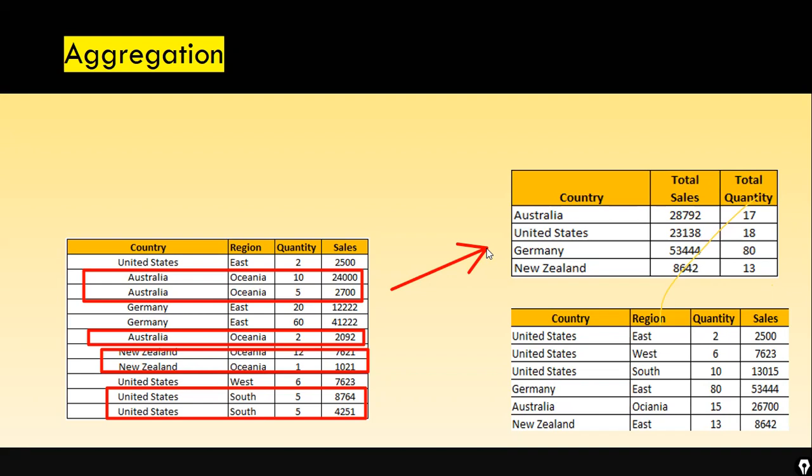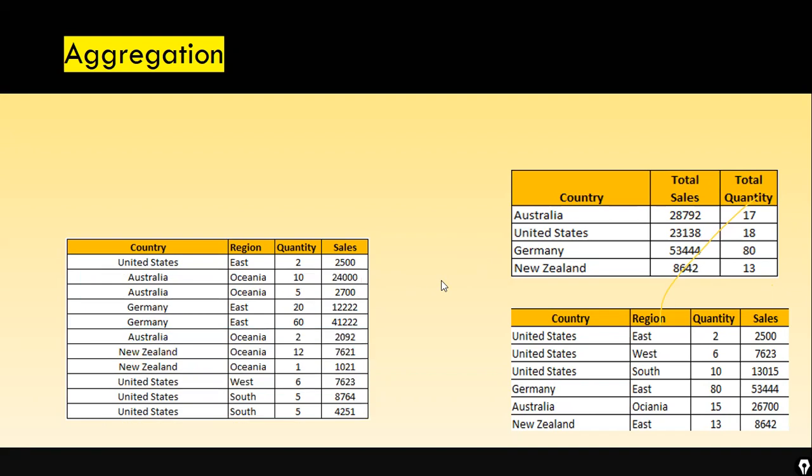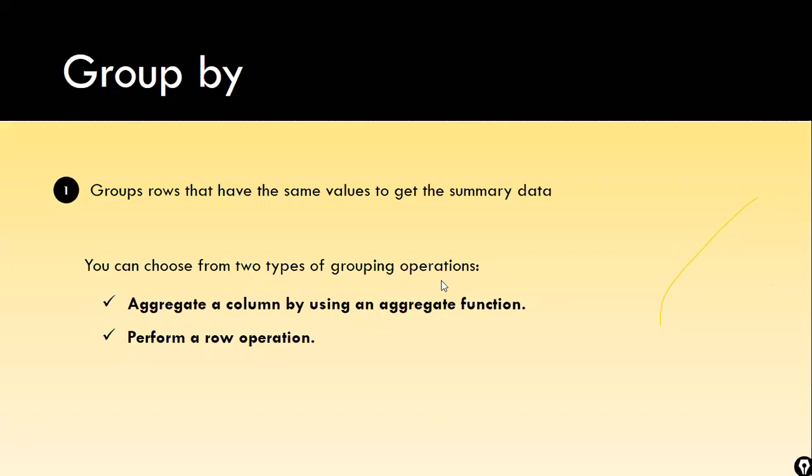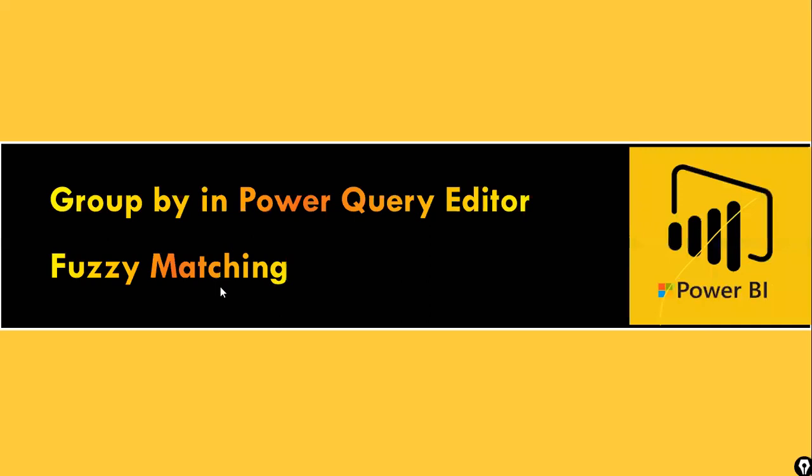So there are two types of aggregation. Aggregate a column by using an aggregation function. We have something else called row by aggregate. This is very specific to Power BI, to perform a row operation. If I explain the theoretical part, you will not be able to understand. I will show you with a demo so that you can understand.